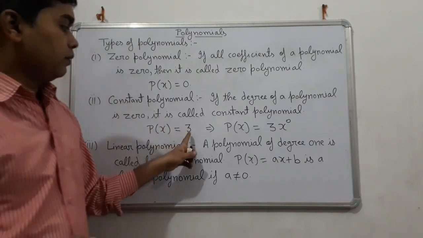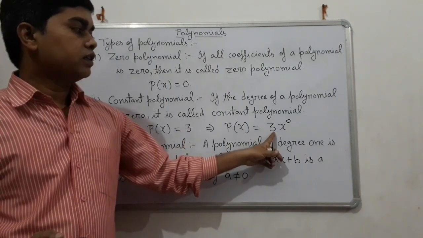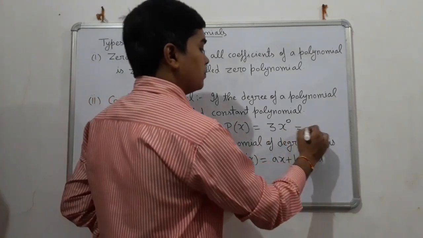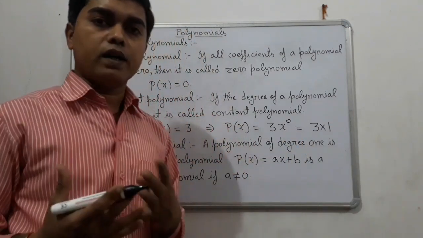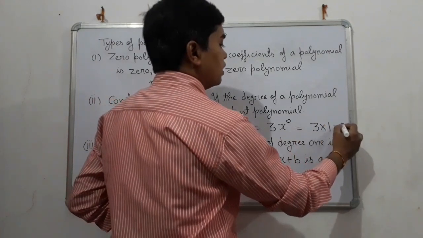Now children, see here we have a 3. So for the 3 you can write 3 into x to the power 0. x to the power 0 means what? 3 into 1, because x to the power 0 means 1. Anything to the power 0 means 1. So 3 into 1 means 3.